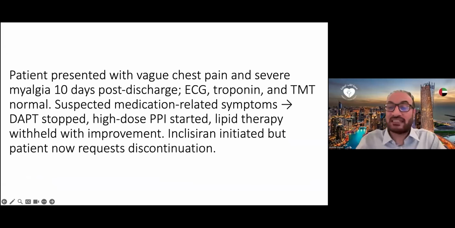And we put him on inclisiran. Now he's on inclisiran. He's asking, can I stop inclisiran? Imagine, now he will be without medication.